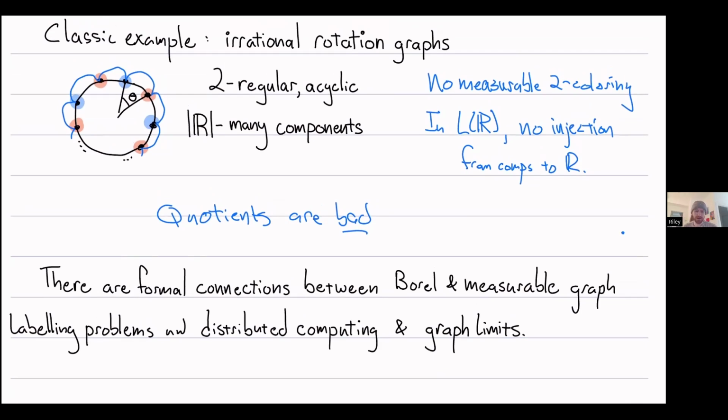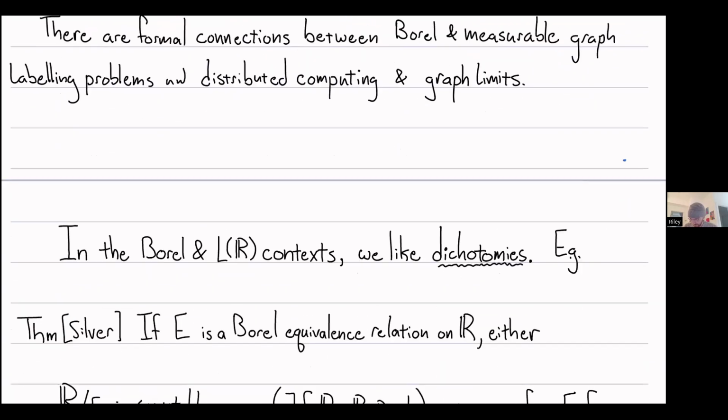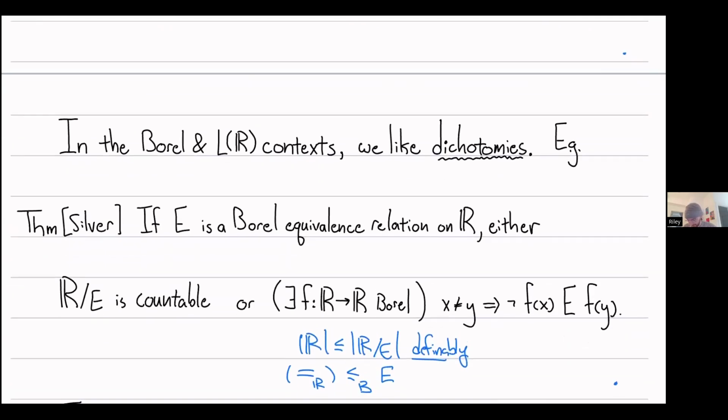So what kind of theorems are we interested in this area? In the Borel and L of R context in particular, we're interested in these so-called dichotomy theorems. And you might have heard about the CSP dichotomy theorem before, and that's a different kind of dichotomy. So separate that out in your mind. There are lots of words that sound very similar in these areas, so we have to be careful. So what do I mean by dichotomy? Well, first let's look at an example.